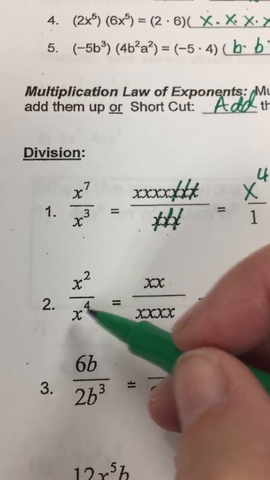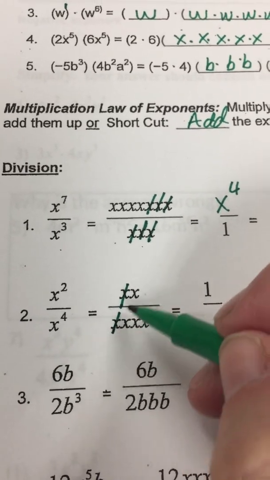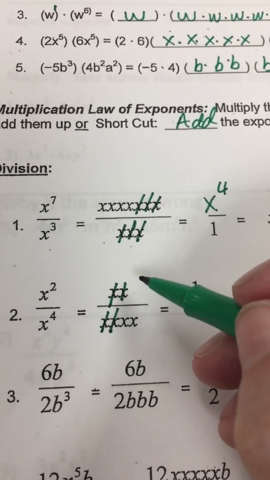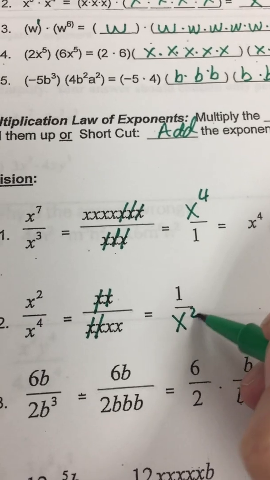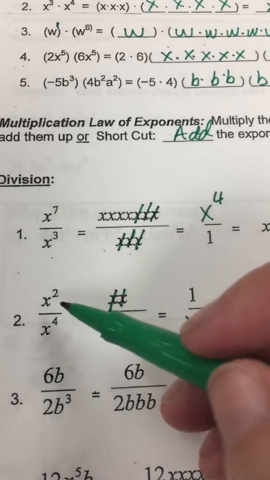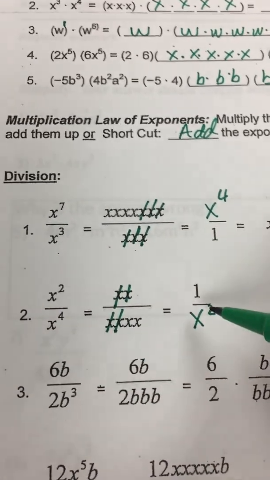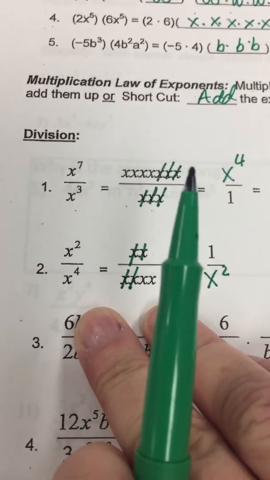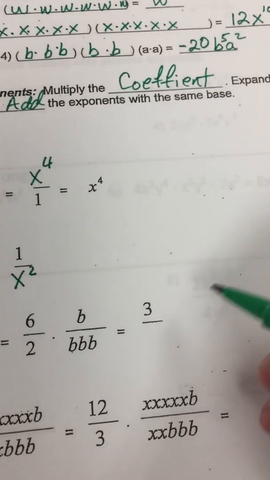X squared over x to the 4th, so there's 2 x's on top, 4 x's on bottom. We can cancel out 1 for 1, 1 on top, 1 on bottom. How many are left over? 2. And are they on top or are they on bottom? So they stay on bottom. This is x squared, right? So 1 over x squared is the answer to x squared divided by x to the 4th. Notice you had 2 on top, 4 on bottom, so 2 of these cancel 2 of those, and you're left with 2 on bottom. Now, what do you do with the big numbers out front? These are just plain old numbers. Just put in the calculator, 6 over 2 in the calculator. 6 divided by 2 is 3.